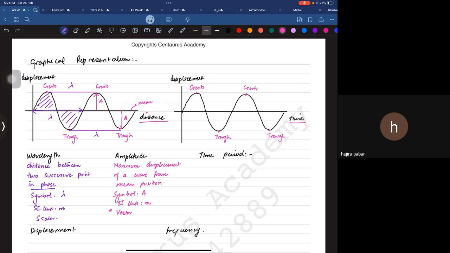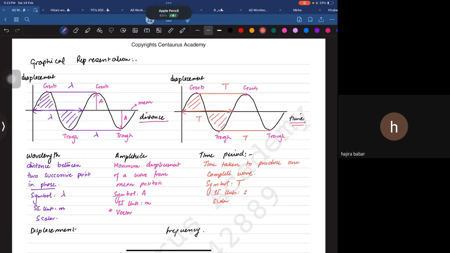Then comes the time period. For time period, it is the time taken to produce one complete wave. The symbol for this is capital T. SI units for time period seconds, and it is a scalar quantity. So you can find time period on the time axis, but it's the same way as the lambda, between crest to crest, between trough to trough, or one whole crest and one whole trough together. Like that. Is it clear, kids? Any questions? Please let me know. So these are all IG stuff. I hope you guys are remembering that.